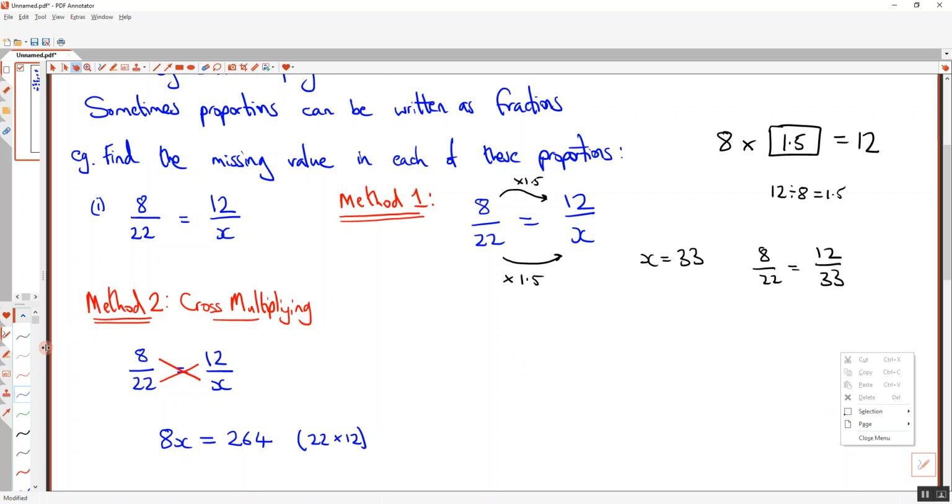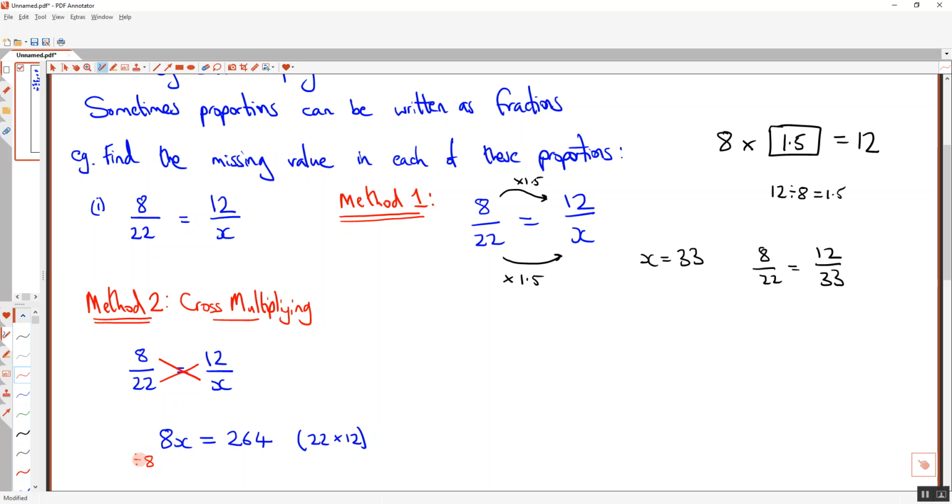Right, what am I trying to figure out in this example? What am I trying to find? The x. Yeah, the x, okay, so what do I need to get rid of to find out what x is? Javian? Yeah, I need to get rid of the 8. What is the 8 doing to the x?